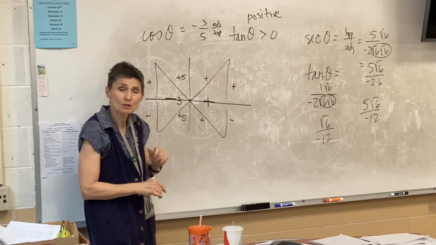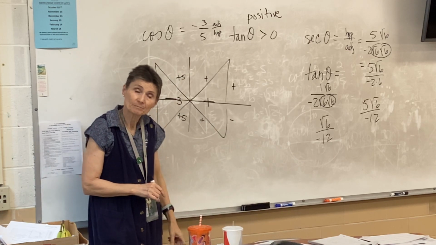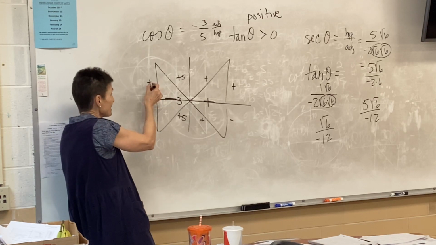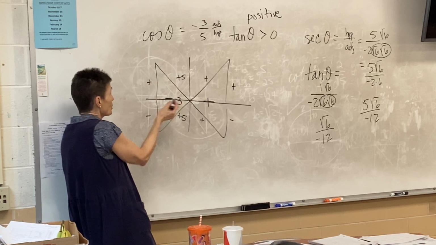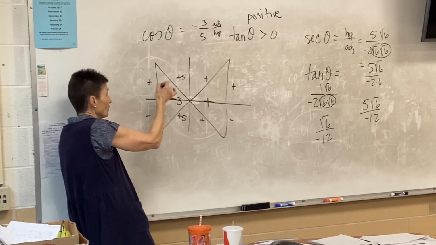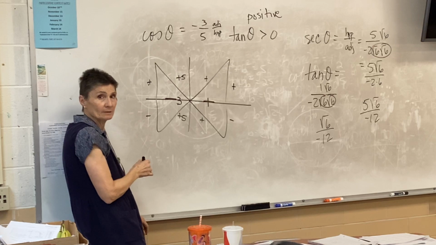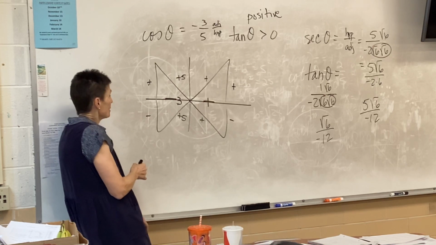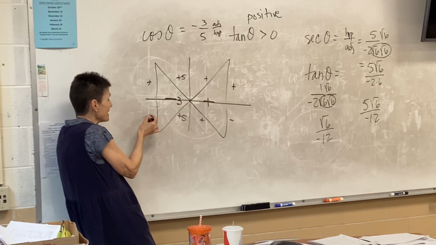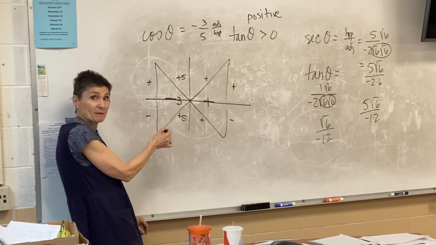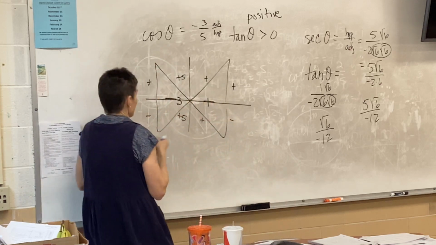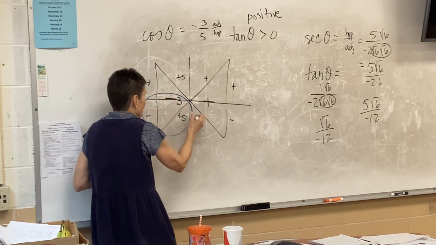Now I need the tangent to be positive. Well, tangent is opposite over adjacent. So if I put opposite over adjacent in this triangle, would that be positive? No, that would be negative. How about down here? If I put opposite over adjacent, that's negative over negative, would that be positive? Yes, it sure would be. So this is my triangle right here.